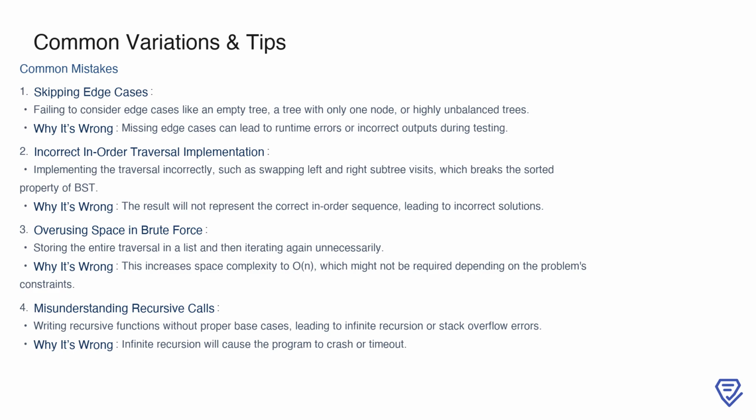When solving the increasing order search tree problem, there are several common mistakes to watch out for. One of the most frequent issues is skipping edge cases, such as not handling an empty tree, a tree with only one node, or highly unbalanced trees. These scenarios are crucial to consider because neglecting them can lead to runtime errors or incorrect outputs during testing.